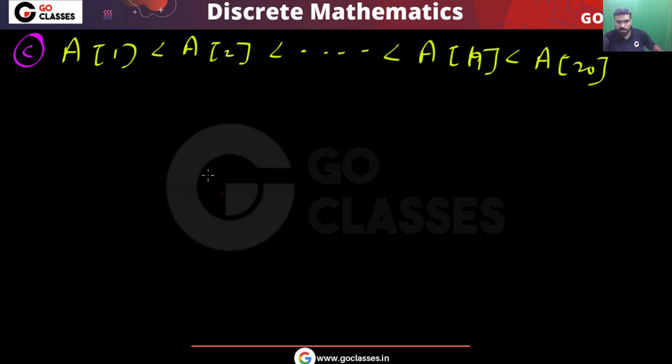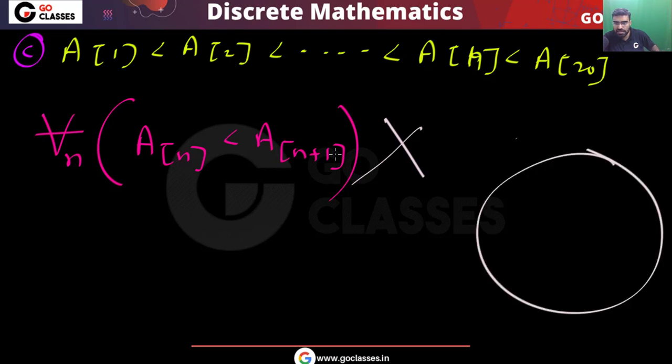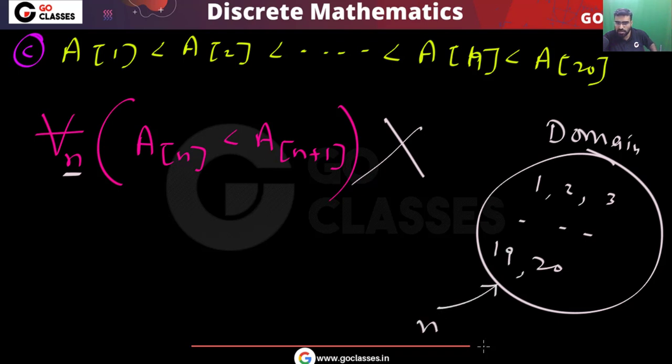Now if you are writing that for all n, an is less than the next one, then there is a problem here. This expression is wrong. What is the problem? See, this n is a variable. This n will refer to the domain, and the domain contains 1, 2, 3 and so on to 20. So n can be 1, n can be 2, n can be 3 and so on, n can be 20.